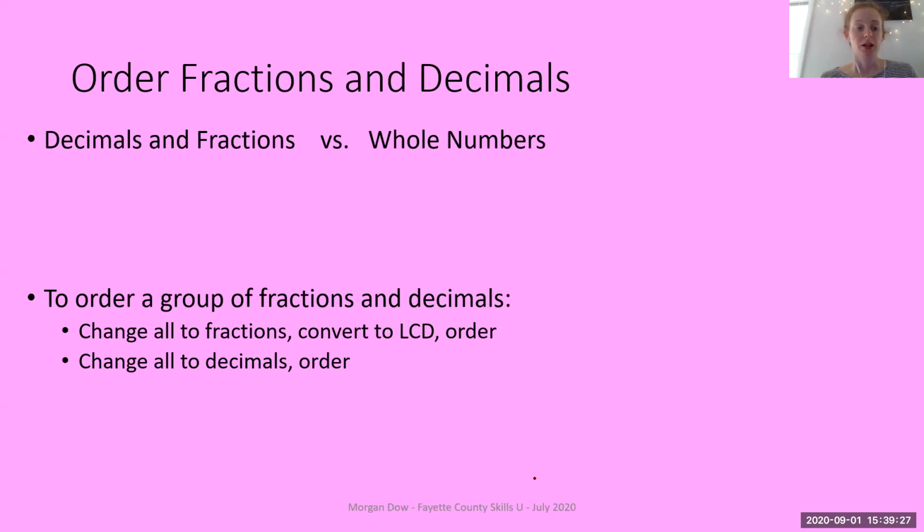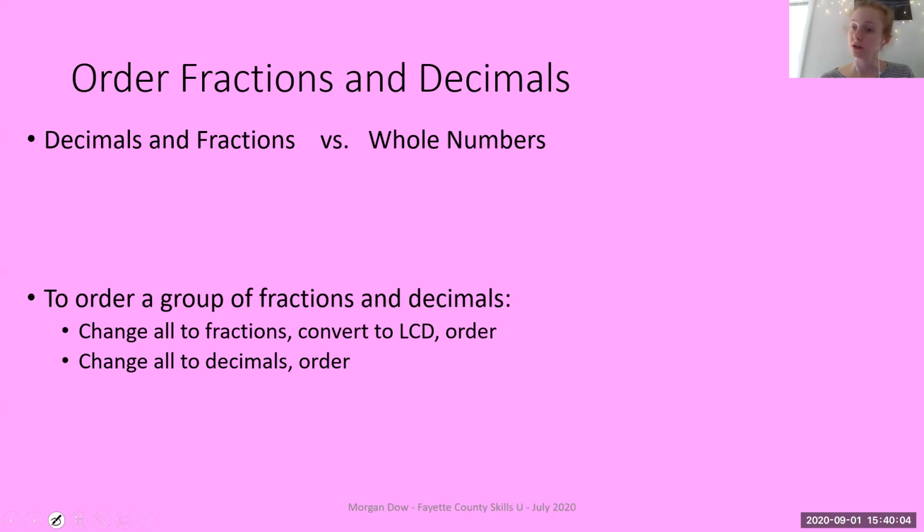So let's say we have a group of numbers, a mixture of fractions and decimals. How would we put them in order? How would we compare them? Well, there's two ways we could do it. If we have a mix of fractions and decimals, one way we could do it is to change everything to a fraction and then change them all to the least common denominator and then put them in order. And that's what we have practiced already. We practiced changing fractions to a least common denominator and using that to help us put them in order.